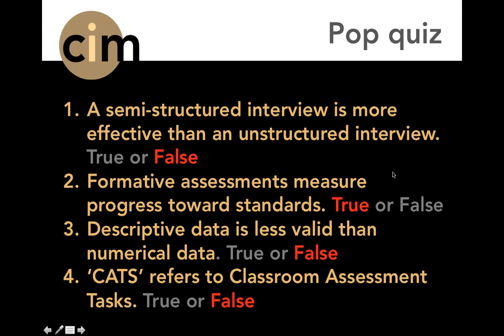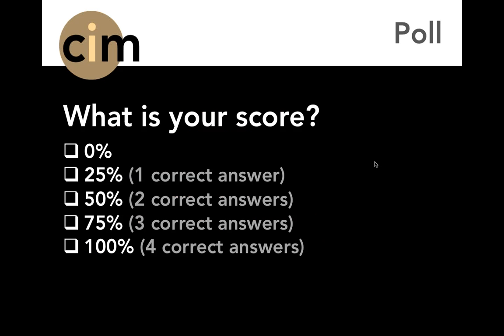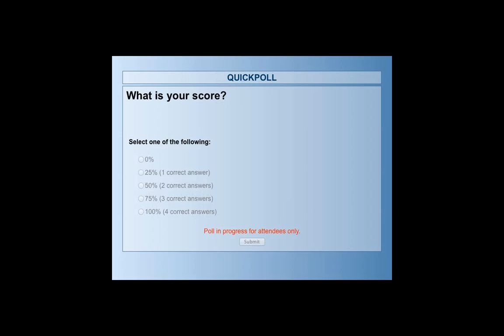So what I want you to do now is to calculate your score. If you had no answers correct, that would be 0%. If you had 25%, that would represent 1 correct answer. If you had 2 correct answers, 50%, 3 correct, 75%, 100%, 4. We're going to put up a poll now, and I want you to select the number of correct responses that you had. So the poll will be launched in just a moment. As soon as it's launched, you can go ahead and put in your data.